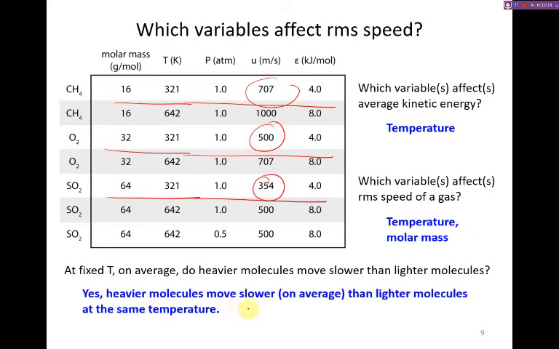And since we saw that the kinetic energy is proportional to both the mass and the speed, if your mass goes up, these are inversely related to each other. So if your mass goes up, your speed must go down.